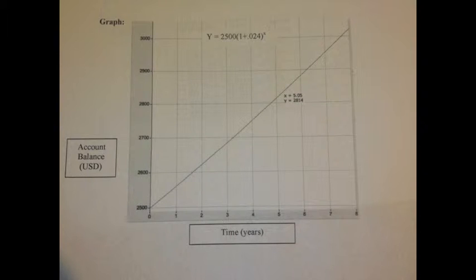As you can see, this graph is a representation of our equation, y equals 2,500 times (1 plus 0.024) raised to the power of x. The x-axis obviously represents the time in years, which are divided by 1 year each. The y-axis represents the account balance in US dollars, and we started those values at $2,500 and ended them at $3,000 because all of the values for each of the 7 years fall within that range.